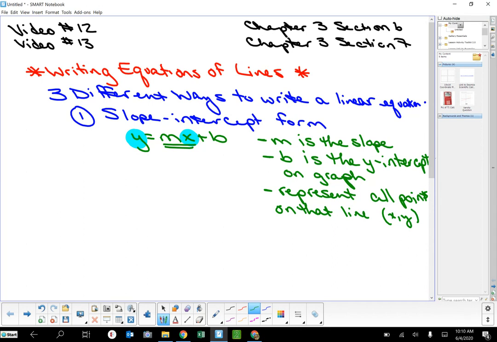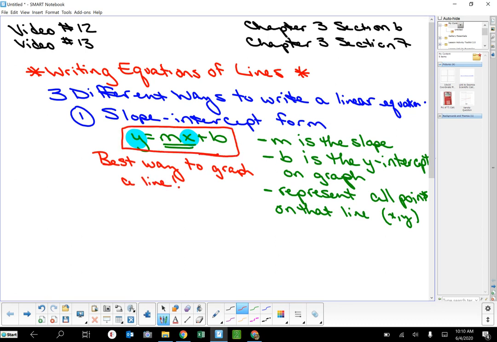All right. So the reason that we use this is the best way to graph a line. If you want to graph a line, this is the most effective way to do that. If you don't have a formula already in that form, you want to put it in that form. Just solve for y.